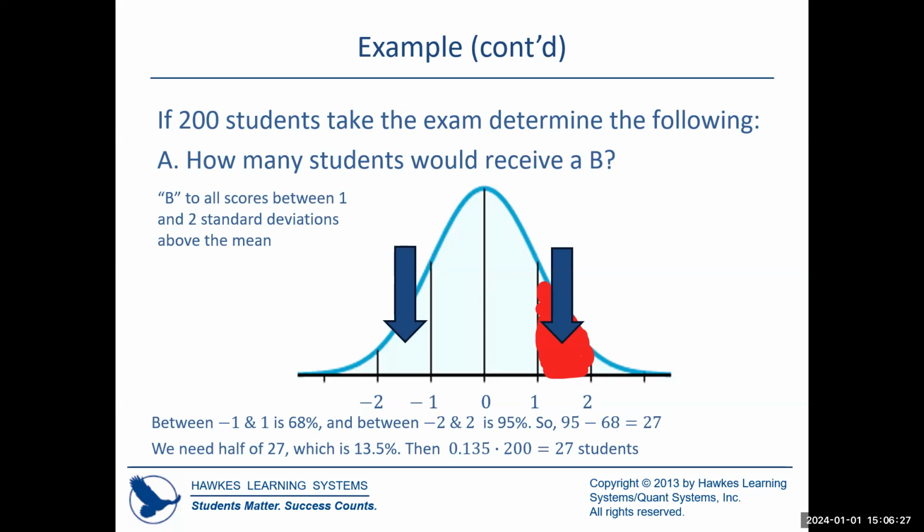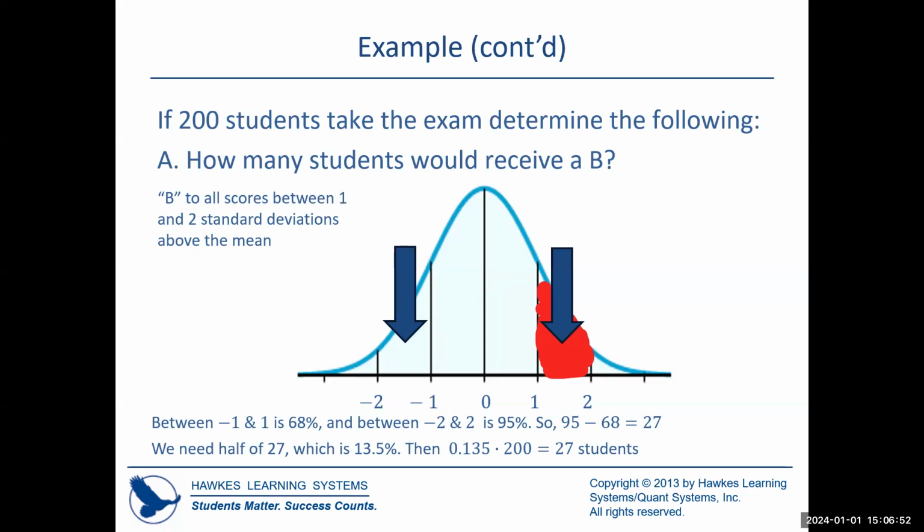Now, the question says how many. So we need to take 13.5% as a decimal, 0.135, times the 200, and we get 27. Okay, so 27 students would be the number who would be getting a B out of 200. This, again, is on a true curve, okay? Again, not sure that you all would want that many people getting a B.